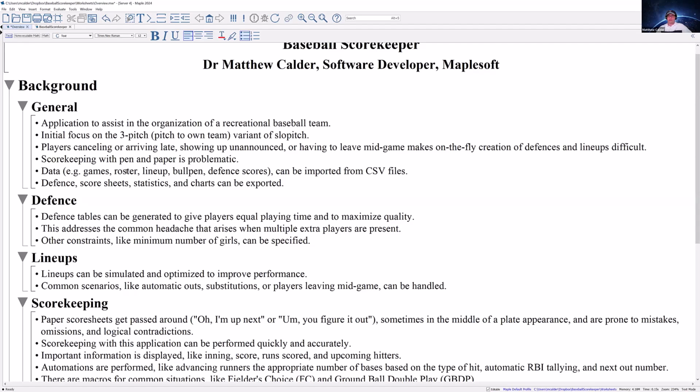The application can take in data with CSV files, like the roster or the lineup, defensive scores. You can also export things. If you generate a lineup, you can also export it to a spreadsheet. You can also export statistics and other things.